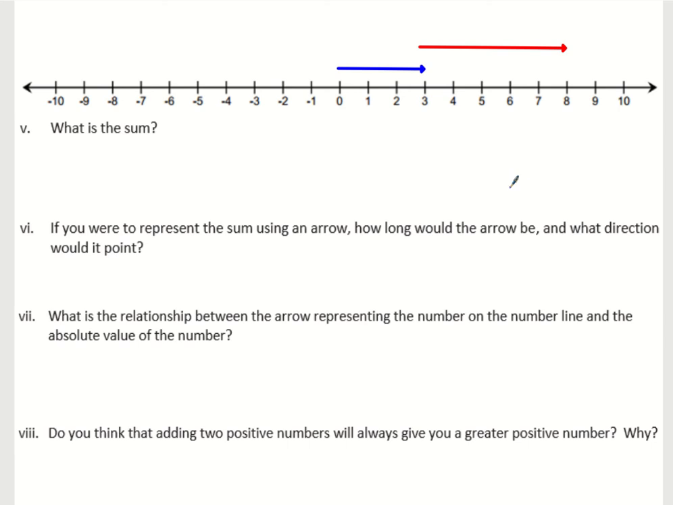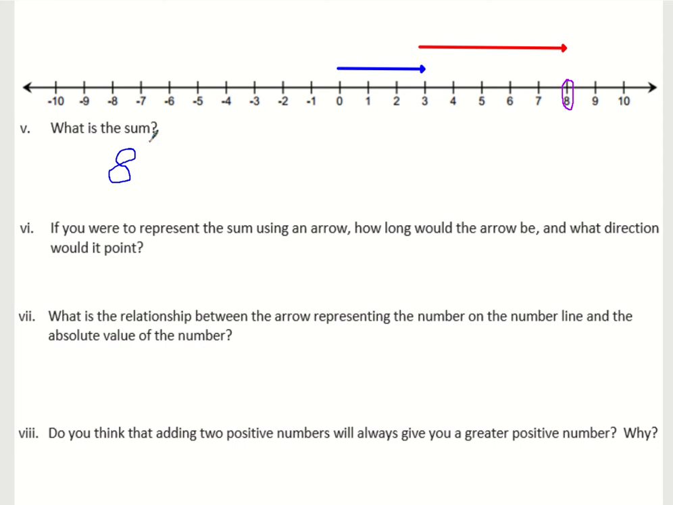It then asks us, what's the sum? If you remember, in order to find the sum when we're doing our vector model like this, we need to see where the head of our last arrow lands. That's going to land right here. That's going to be 8. So our sum is 8. And we really shouldn't have had any problem with that, because these are positive numbers. We're dealing with a positive 3 plus a positive 5, so we shouldn't have had any doubts that it was going to be equal to 8.